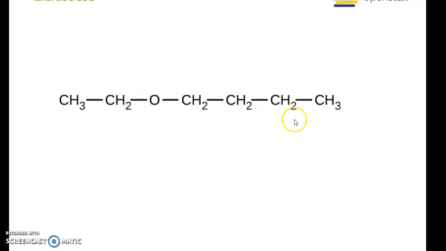This right here is an ether, right? You've got an ethyl group here, and you've got a butyl group here, right? So this would be ethyl butyl ether, right? You could also call it butyl ethyl ether. Either one of these on either side.